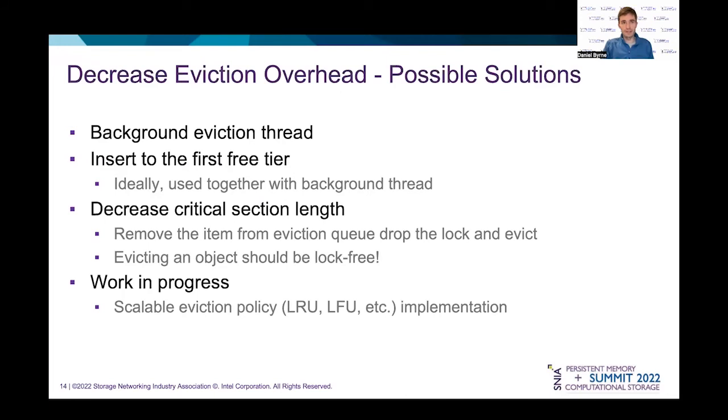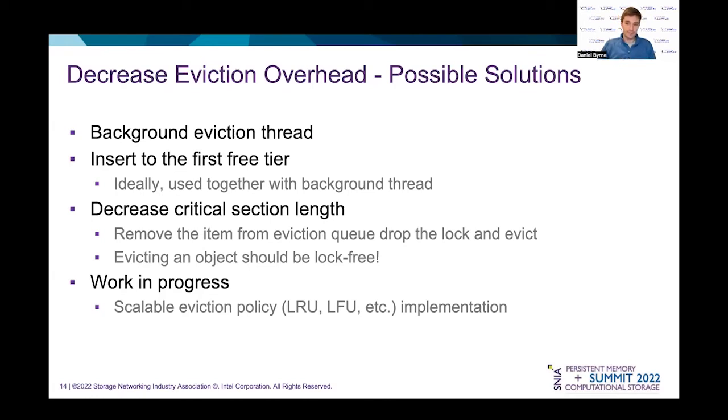So we came up with a couple of ideas to decrease the eviction overhead. We created a background evictor thread that preemptively clears out items so that we don't have to perform those allocations on the critical path. We tried to insert items into the first free tier. So multi-tier, if there's no slots in DRAM, let's go to PMEM and allocate there. And ideally, this can be combined with the background thread because you want your hot data or your newly allocated data to land in your first tier and not spill over into PMEM as often. You want to let your cold data reside in PMEM.